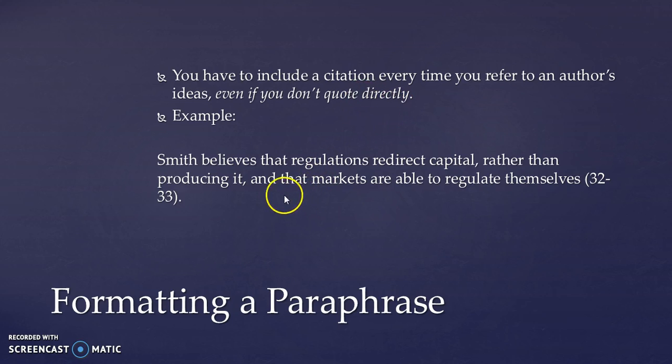So look at this sentence. Smith believes that regulations redirect capital rather than producing it, and that markets are able to regulate themselves. Here, it looks almost like when you do a quotation, except that there are no quotation marks. So you still have space, parentheses, page number, and it can be a page range, that's fine too, and the parentheses and put the punctuation. So don't forget to include a citation when you paraphrase.